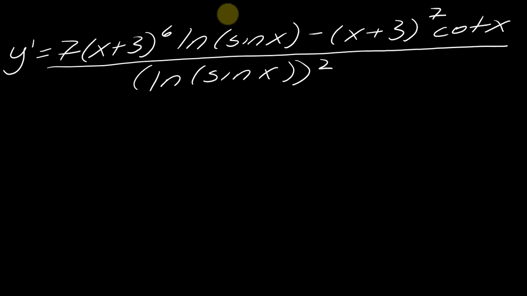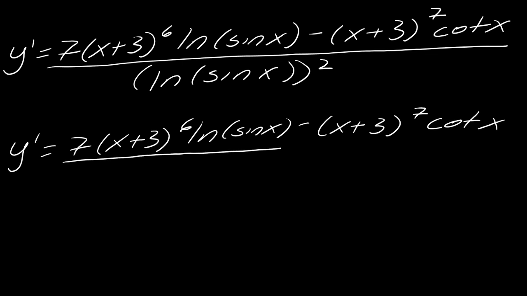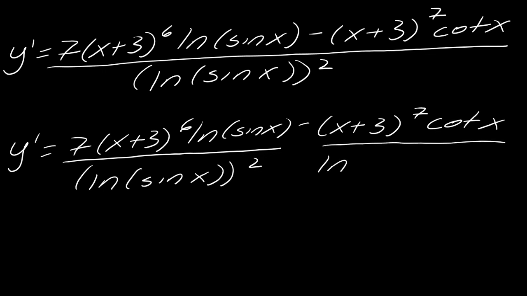Okay, so one way that we could play around with this is I could break up this fraction into two pieces. So I could go like this. So I've got this 7 times x plus 3 to the 6, and then the natural log of sine of x, minus x plus 3 to the 7th, and then cotangent of x. But now I'm going to put each one of these over the denominator, which will allow me to simplify the denominator, at least for part of this. Okay, so I've got this all set up.